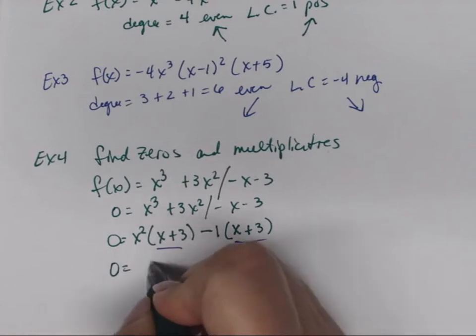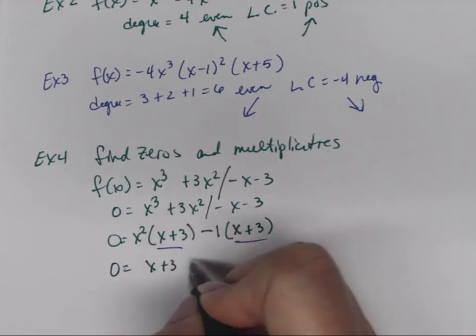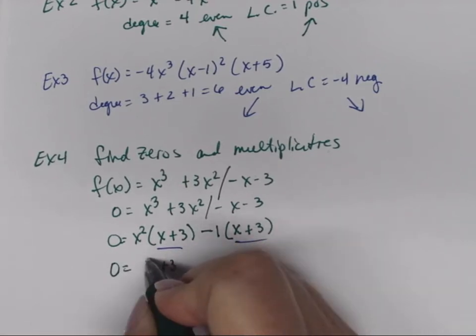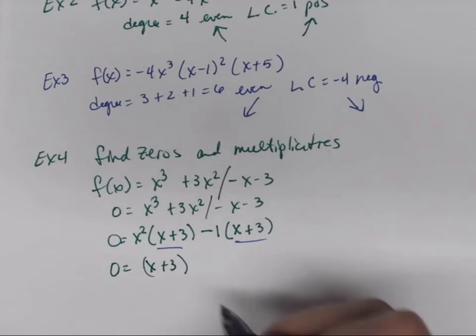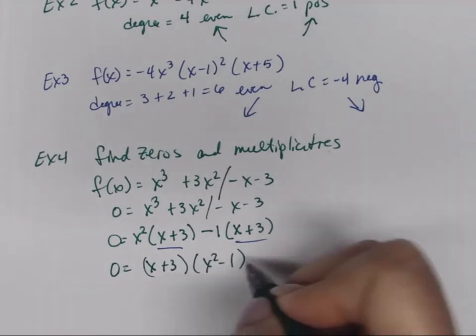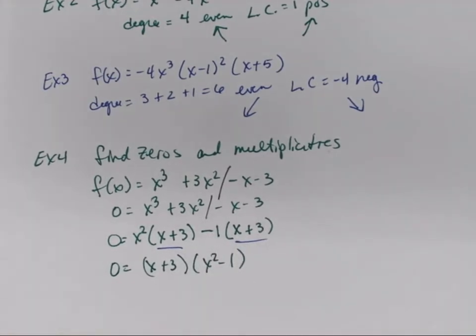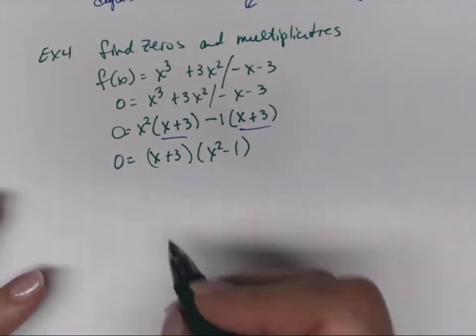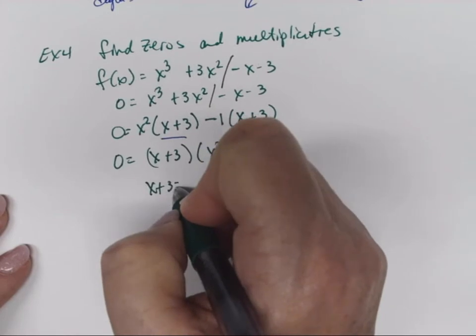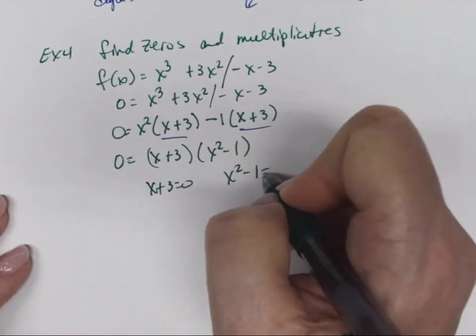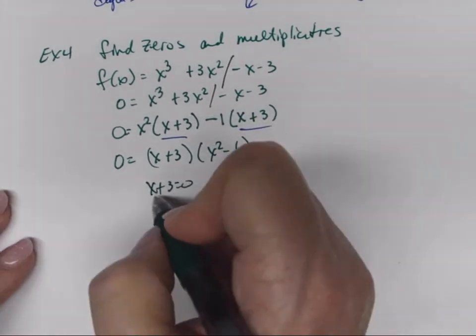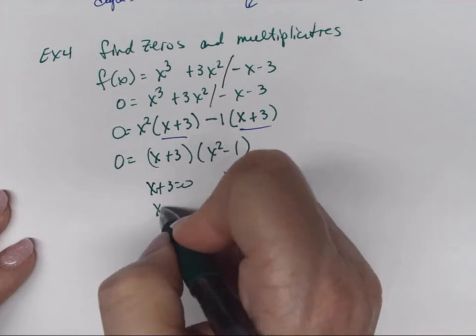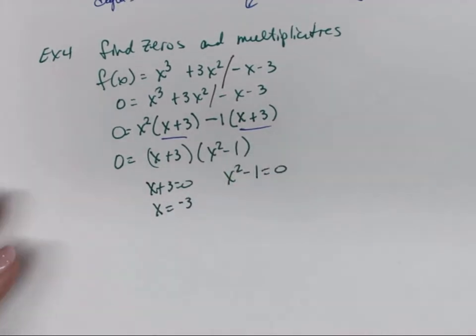So 0 will be equal to that x plus 3, because that's our common factor we factored out, times x squared minus 1. It doesn't matter. You could put the x squared minus 1 first. Now, the next thing we're going to do is set each part equal to 0. So x plus 3 equals 0, and x squared minus 1 equals 0. So x plus 3 equals 0 will get us x equal to negative 3.